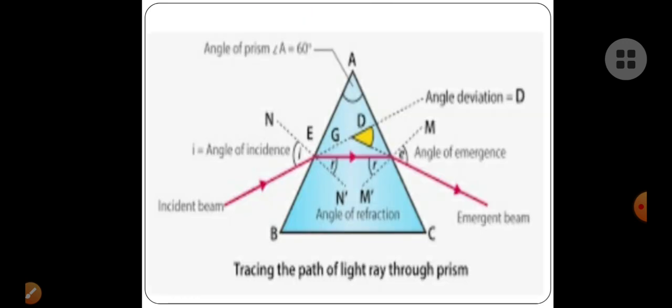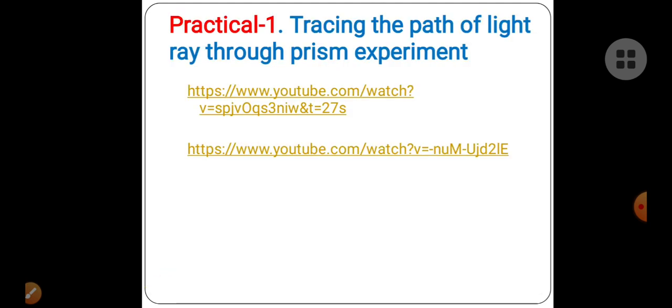Finally, you get this figure, and you can measure angle I, angle E, angle D, angle A. For that also, how you have to perform the practical, here are 2 YouTube links. One YouTube link is this one, in which I have performed this practical with the help of this water prism, and this is another YouTube link, which is another practical that has been performed in the lab.